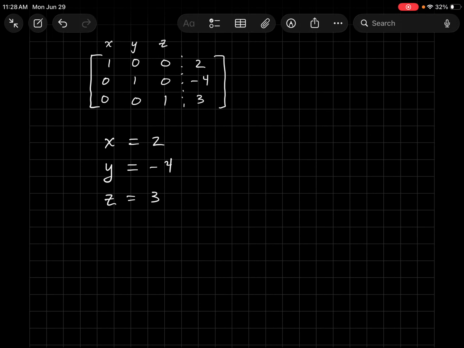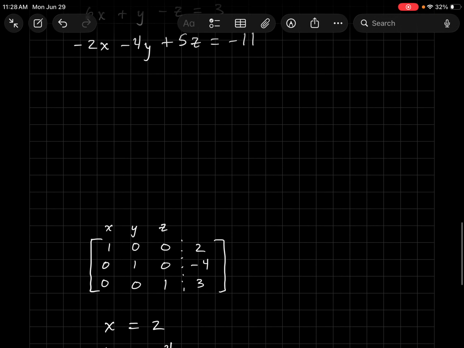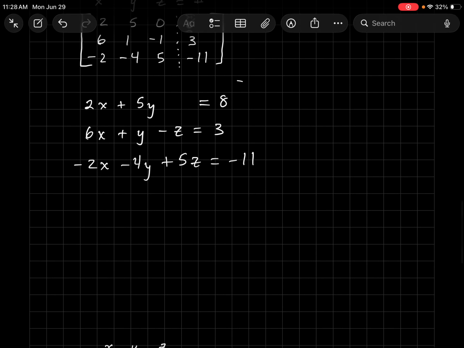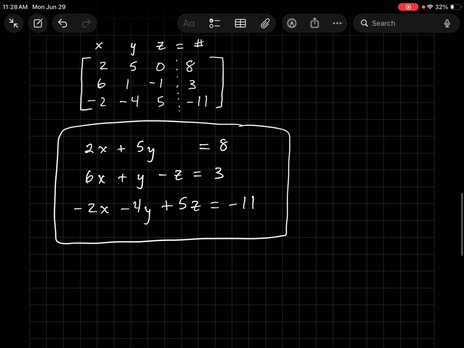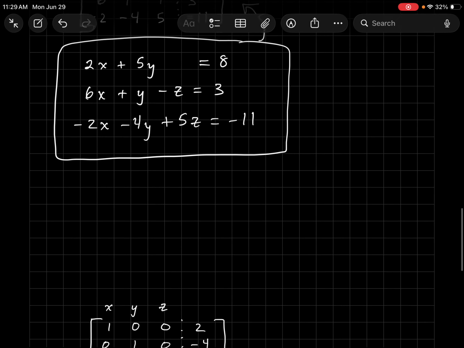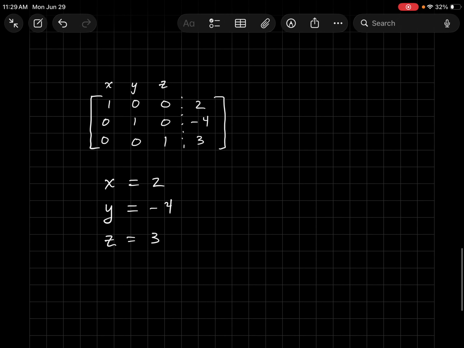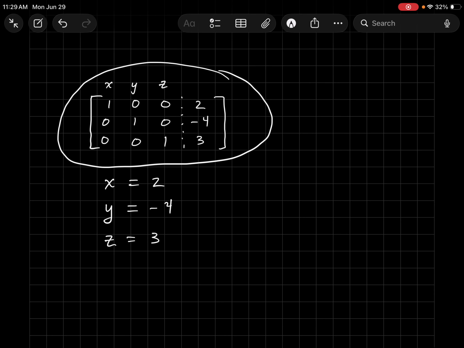So what we're going to see in the next video is that we want to turn a system of equations into an augmented matrix and then reduce it down to something, maybe not all the way, but something simpler that allows us to solve.